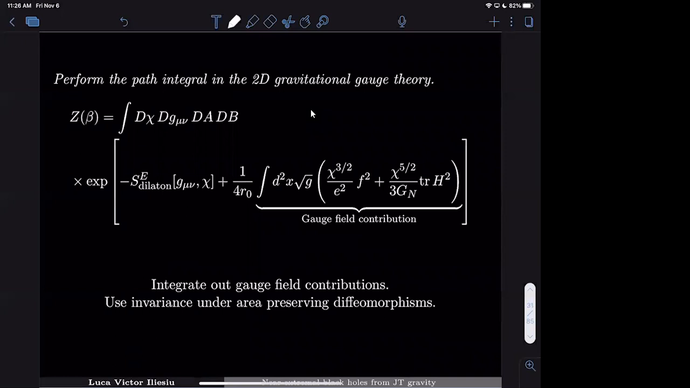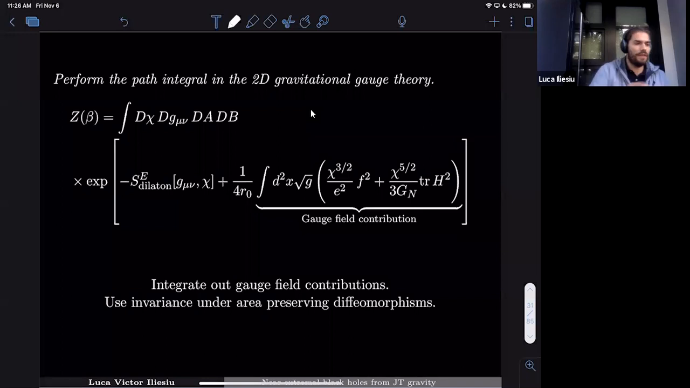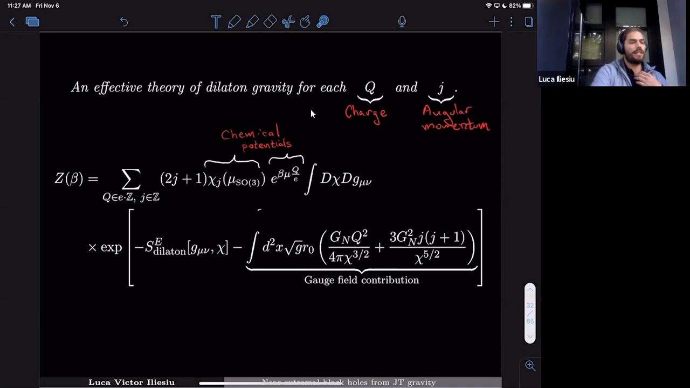Good. So the magic of these two-dimensional gauge fields is that they can be integrated out exactly, using the fact that in two dimensions the partition function of Maxwell theory or Yang-Mills theory only depends on the area of the manifold. It's a bit weaker than saying that this gauge theory is topological. It simply says that it's invariant under area-preserving diffeomorphisms. So we can integrate out these two fields exactly, and write our partition function as a sum over different charges, Q, and angular momenta that the black hole could have. This is just what integrating out B and A spits out: the partition function as a sum over U1 and SU2 representations.